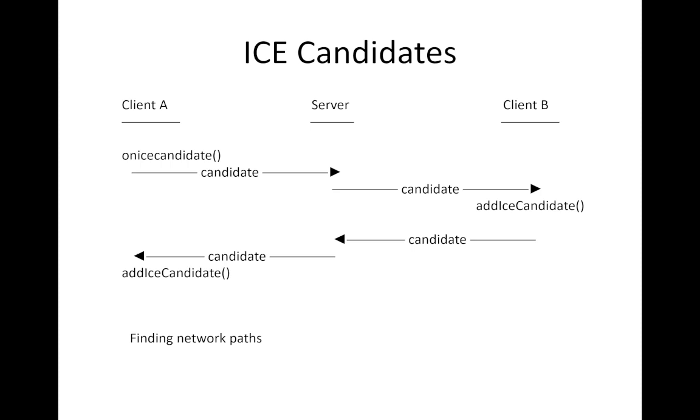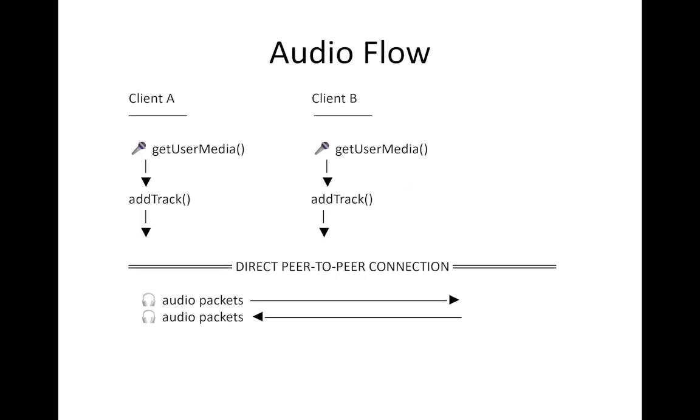Next is the ICE candidates phase. This is for finding the network path. It keeps happening continuously. It sends a candidate, which does an add ICE candidate. Then, how does the audio flow? It basically just captures the microphone, and then it adds the track. That's how they communicate with each other.